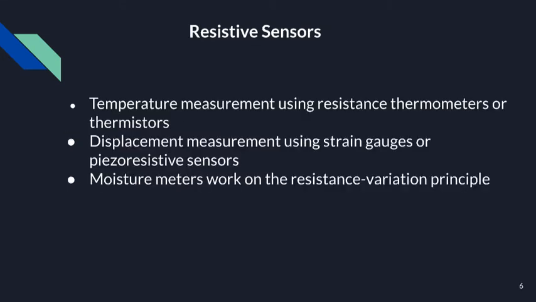Resistance sensors rely on the variation of the resistance of a material when the measured variable is applied to it. This principle is commonly applied in temperature measurements using resistance thermometers or thermistors. It is also used in displacement measurement using strain gauges or piezoresistive sensors. In addition, some moisture meters work on the resistance variation principle.